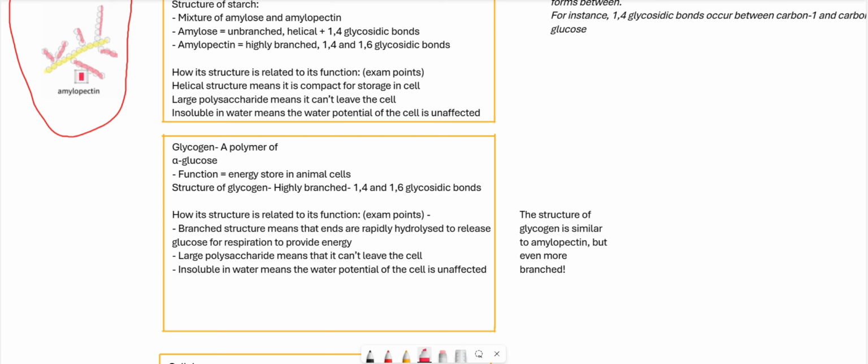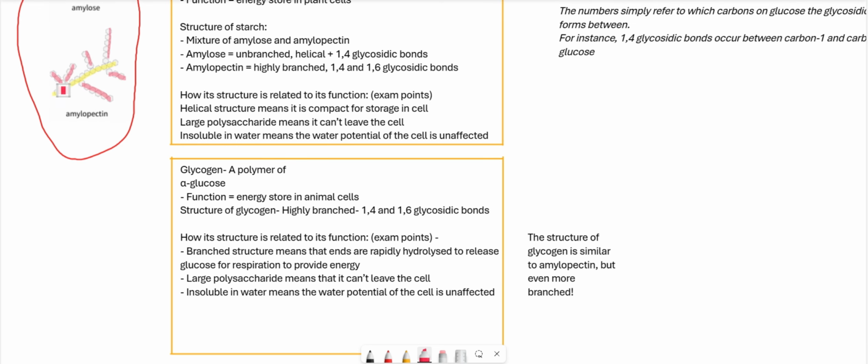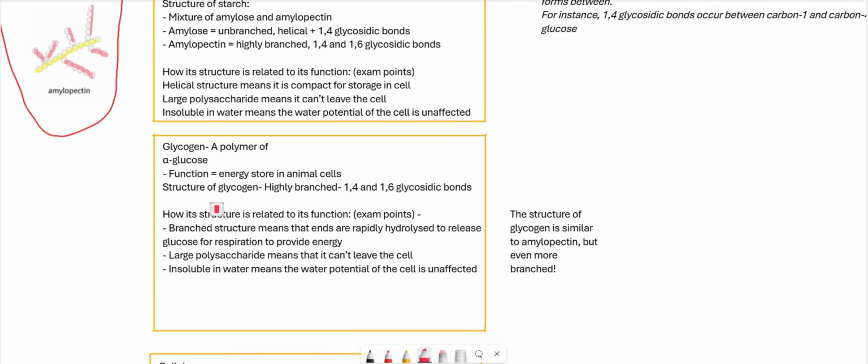If you want a rough visual reference, and these are the points required to relate it to its structure: the fact that it's branched means that the ends are rapidly hydrolyzed to release glucose for respiration to provide energy. And since it's large, it can't leave the cell, and being insoluble, the water potential of the cell is unaffected.